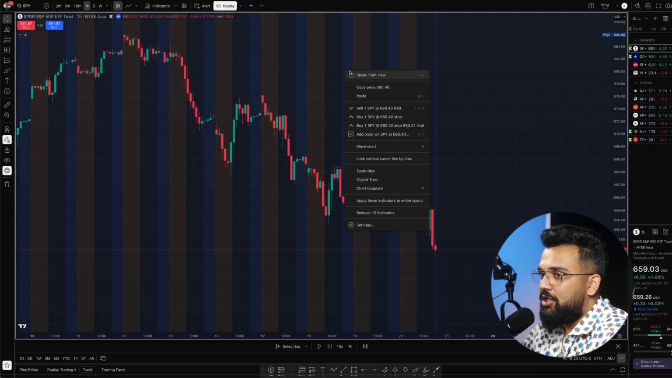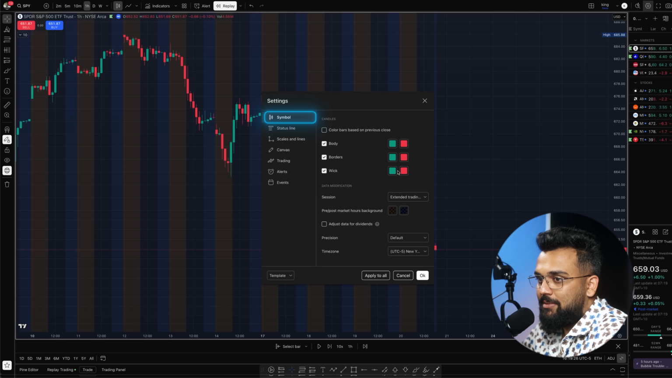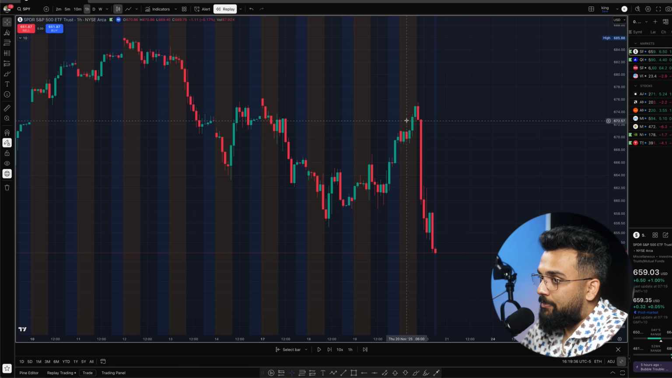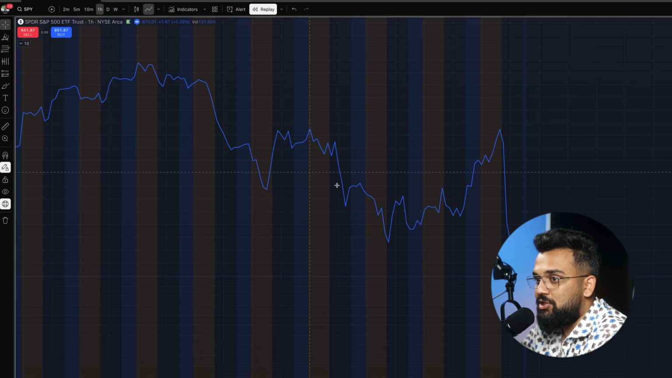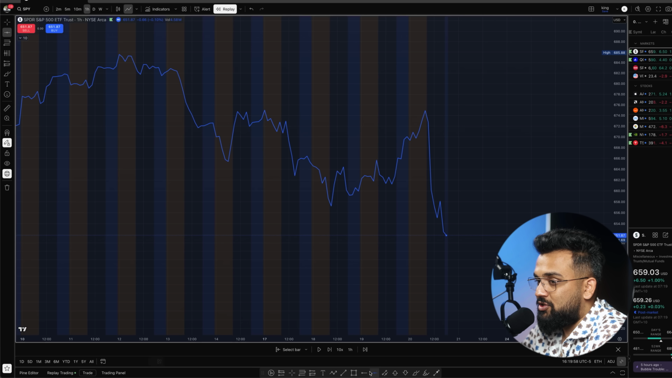Now once you're on a 60-minute chart, go to the settings of the chart, go to the symbol, go to the session, and make sure it says extended trading hours, press OK. This will add the pre-market and aftermarket data on your chart straight away. The second thing you can do is go to line charts, literally at the top. Once you have this, you're going to draw some levels.